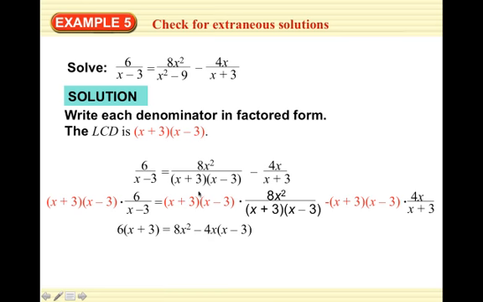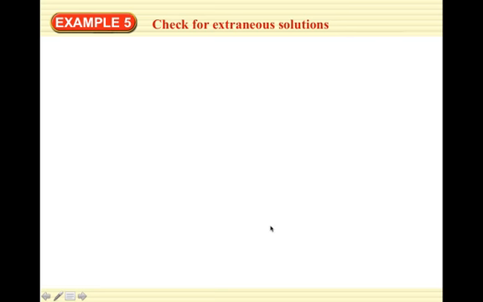All right, we need to simplify some more. We've got some distribution to do. 6 times x is 6x, 6 times 3 is 18, and that equals our 8x squared. Minus 4x times x is minus 4x squared. Minus 4x times minus 3 is plus 12x. We're going to write that in standard form. So we're going to get 0 equals 4x squared plus 6x minus 18.